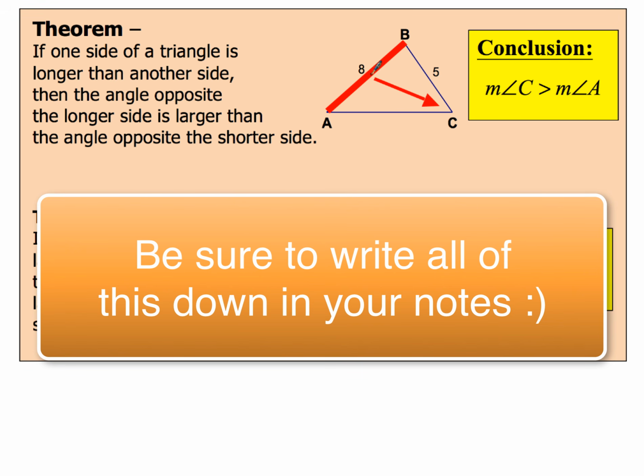We've got two pieces here. We've got a triangle with a side length of 8, and we've got another side that has a length of 5. So it only makes sense that the angle across from the bigger side, which in this case is angle C, has to be bigger than angle A. So that's all that theorem says in a nutshell.